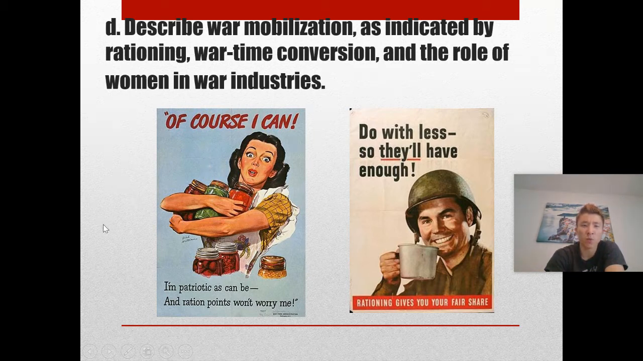So for example, this one on the left, the title says, "Of course I can. I'm patriotic as can be, and ration points won't worry me." So this is an example of the United States government sending a message that, hey, American citizens, please ration your food, save your food so that the soldiers can have something to eat as well. And also the one on the right, same kind of message. Do with less so they'll have enough. So save your resources, give them to soldiers so that we can fight in the war.